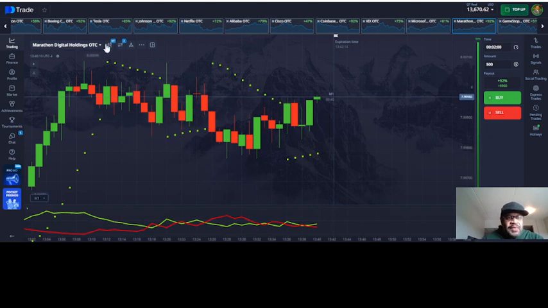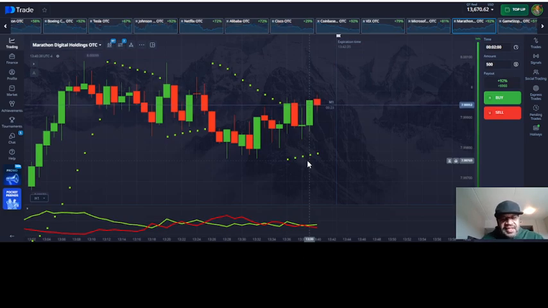For my indicators, like I mentioned, the two indicators I'm going to be using are the Parabolic SAR and the ADX indicators. I'm going to wait till the end of this trading session and give you all the settings of both of these indicators.